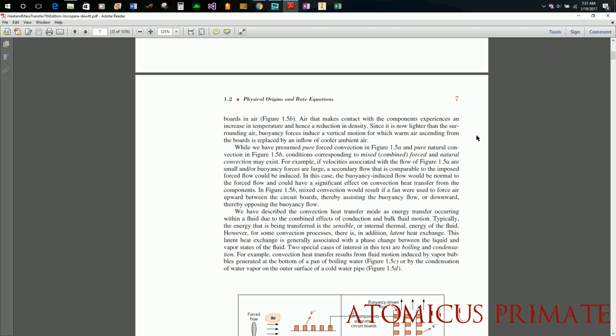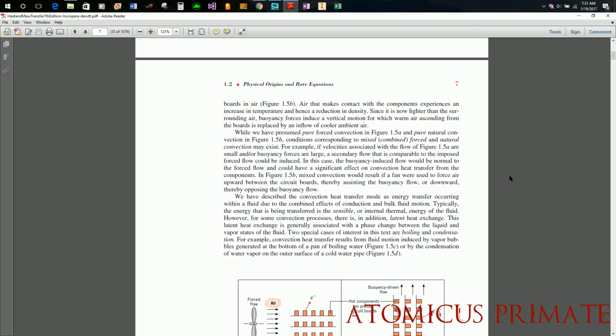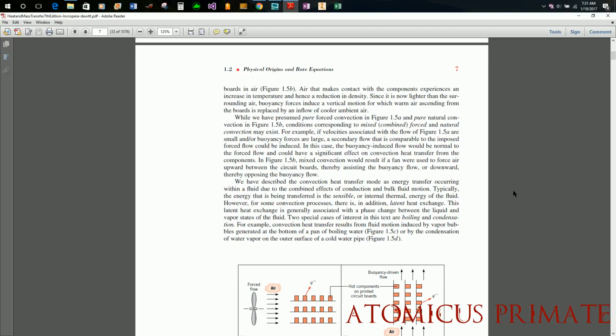We have described the convection heat transfer mode as energy transfer occurring within a fluid due to combined effects of conduction and bulk fluid motion. Typically, the energy that is being transferred is the sensible or internal thermal energy of a fluid. However, for some convection processes, there is, in addition, latent heat exchange. This latent heat exchange is generally associated with a phase change between the liquid and vapor states of the fluid. Two special cases of interest in this text are boiling and condensation.